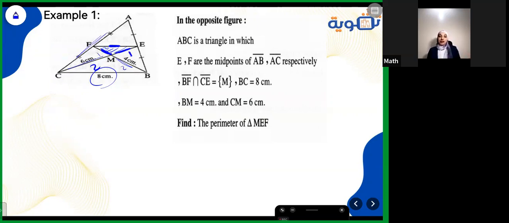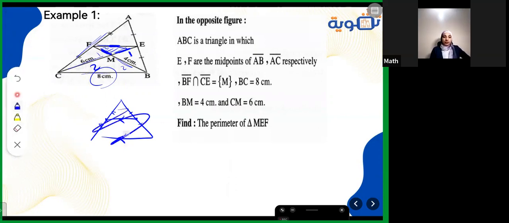Also, don't forget there is information you studied before in grade 7. If you have a line segment joining two midpoints of two sides in a triangle, it should be parallel to the third side and equal its half. Yes, we have it here, it's FE. FE is half BC. So I will just start writing now, after we talked about all these parts.